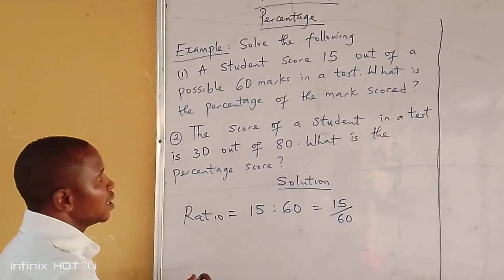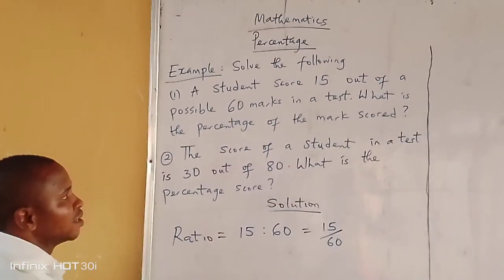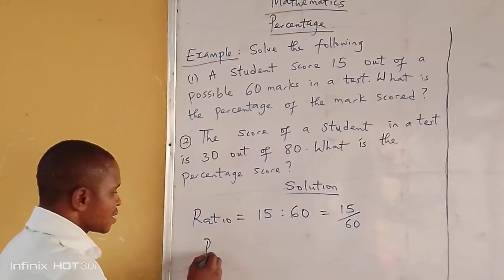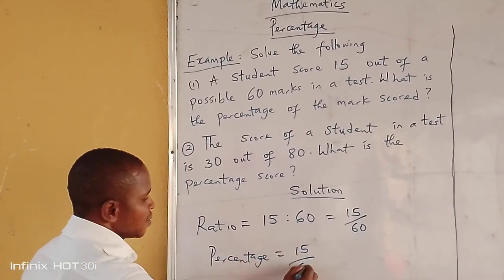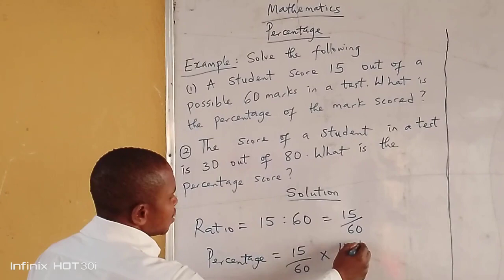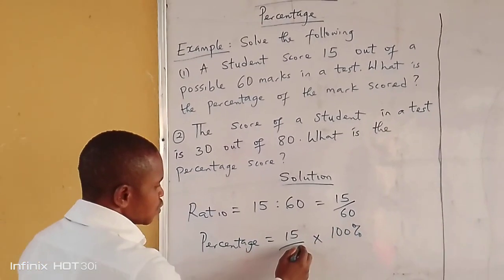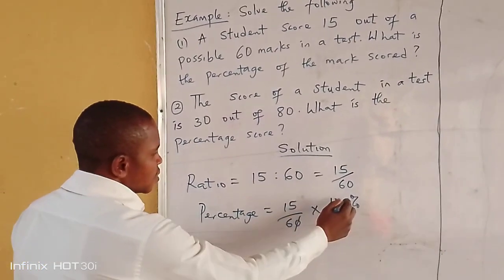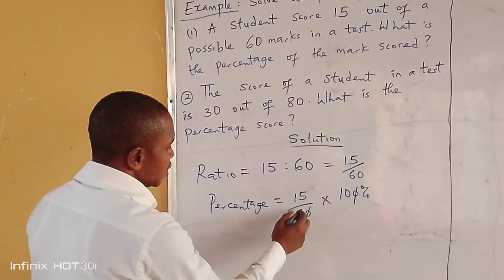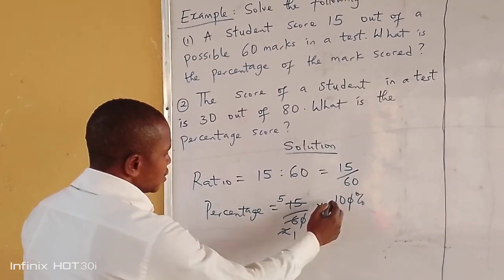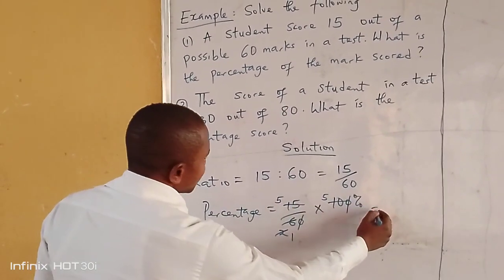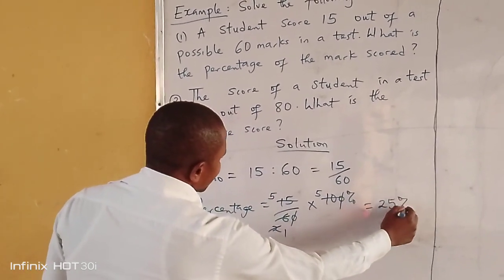So if you want to calculate the percentage of the mark scored, the percentage now will be 15 over 60 times 100%. So you need to reduce it to its lowest term. 0 will eliminate another 0 here. 3 here 5, 3 here 2. 2 here 1, 2 here 5. 5 times 5 will give you 25%.